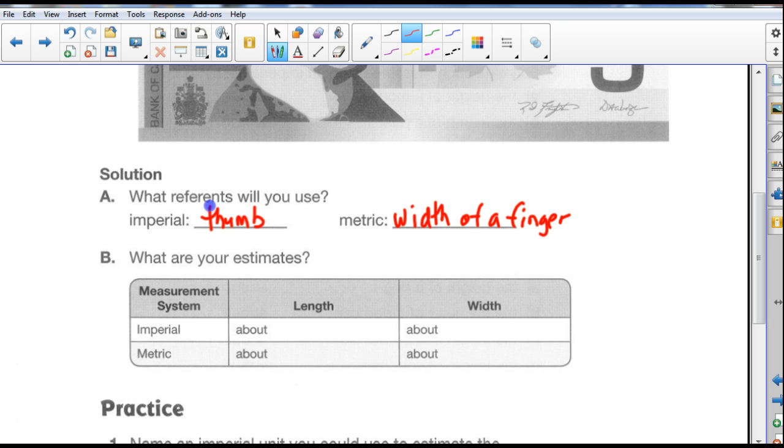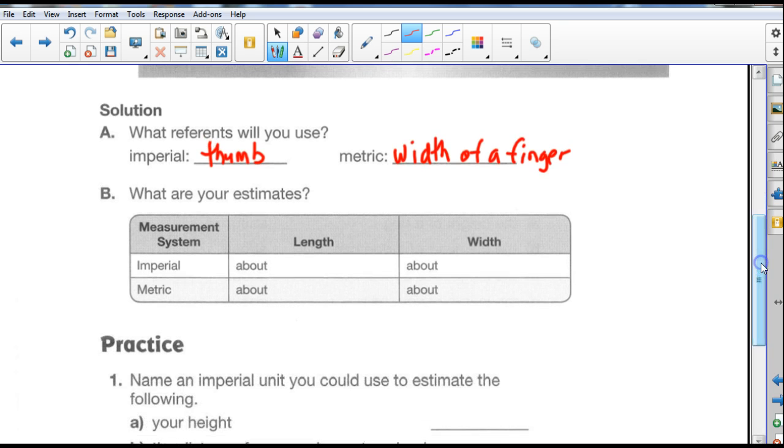So what are your estimates? Well, imperial. So you just take your thumb for imperial and length. So I took my thumb on there, and I had about 6 thumb lengths. And for the width, I had about 2 thumb lengths. So your thumb might be a little bit smaller, a little bit bigger than mine, but that's about what mine was.